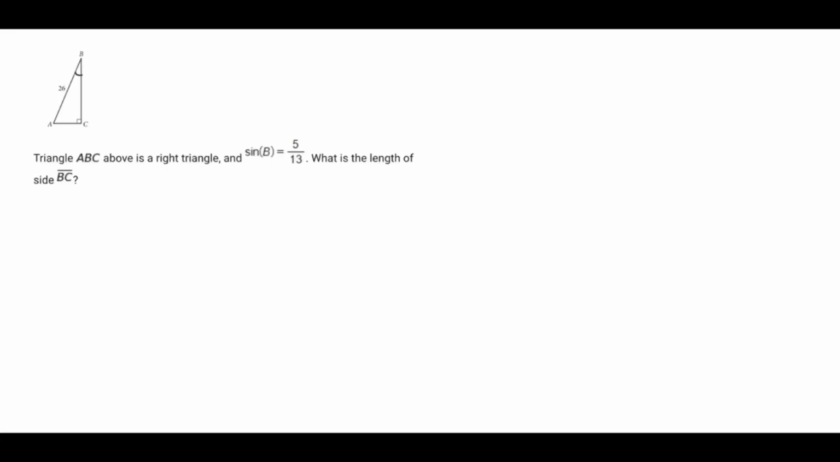So ABC above is a right triangle, and sine of B is 5/13. What is the length of side BC? All right, so pretty simple problem here, except there is a little caveat that we have to take into consideration. So first off, sine B, I've marked the angle B.